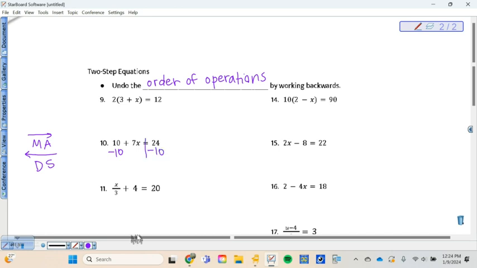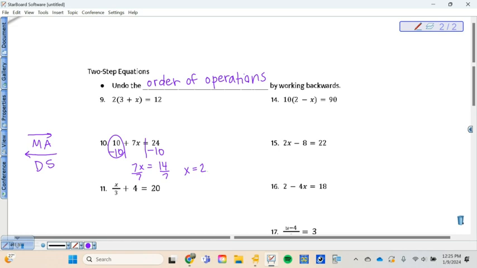So I'm going to undo adding 10 by subtracting 10 from both sides. Right? Think about both sides of the equal sign. My 10s cancel out. I've got 7x equals 24 minus 10. 14. And then how do I get rid of this 7? Divide by 7 on both sides. So x is 2. Perfect. Cool.